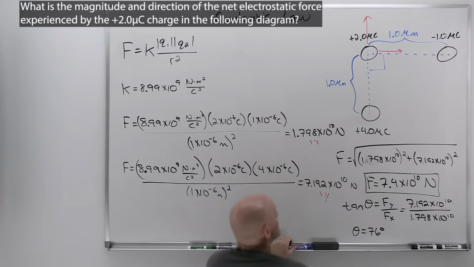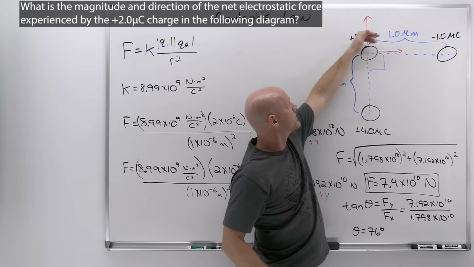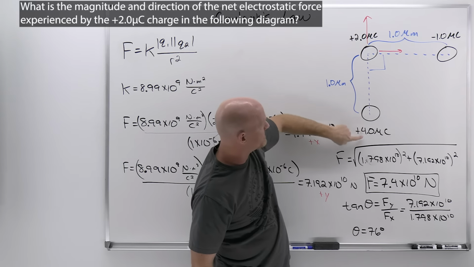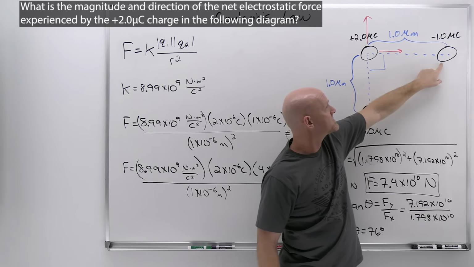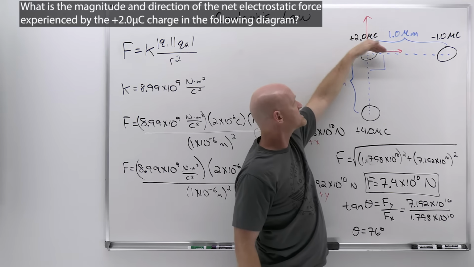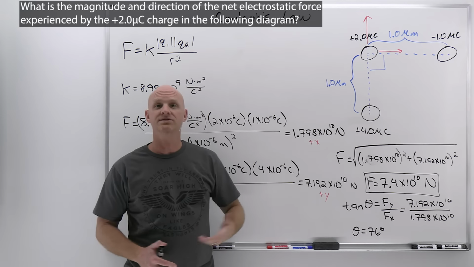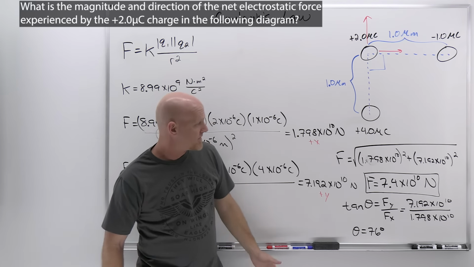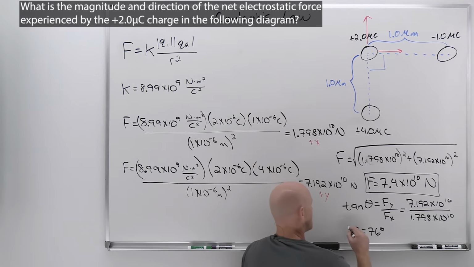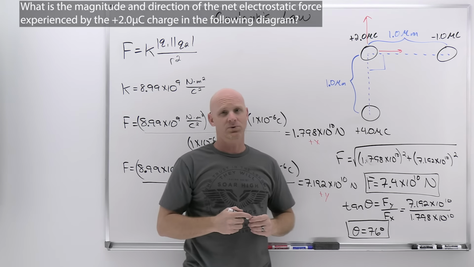So, cool, and that makes sense. So we figured it should be bigger than 45 degrees since the force due to the 4 microcoulomb charge is going to be bigger than the force due to the -1 microcoulomb charge. And so it should be pointing more in the y direction, less in the x direction. Definitely should have been an angle bigger than 45 degrees, obviously still less than 90. So, there's your answer. So force is 7.4 times 10 to the 10th newtons at an angle of 76 degrees.